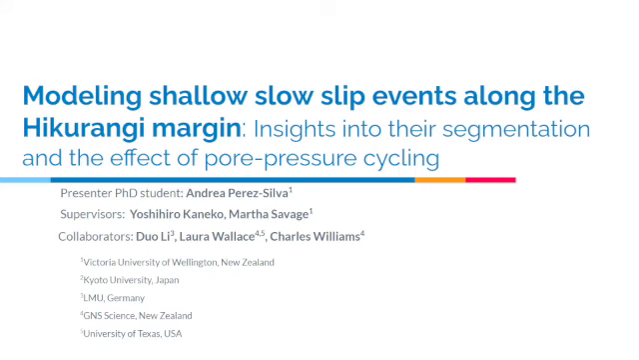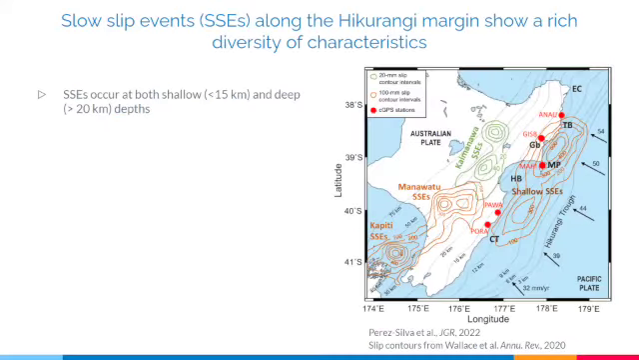So the Hikurangi margin is very interesting in terms of slow slip because they show a rich diversity of characteristics. For instance, they occur at both shallow and deep depths. The shallow Hikurangi SSEs occur offshore the east coast of the North Island, and they occur at less than 15-kilometer depths, whereas the deep events occur between 20 and 50 kilometers.